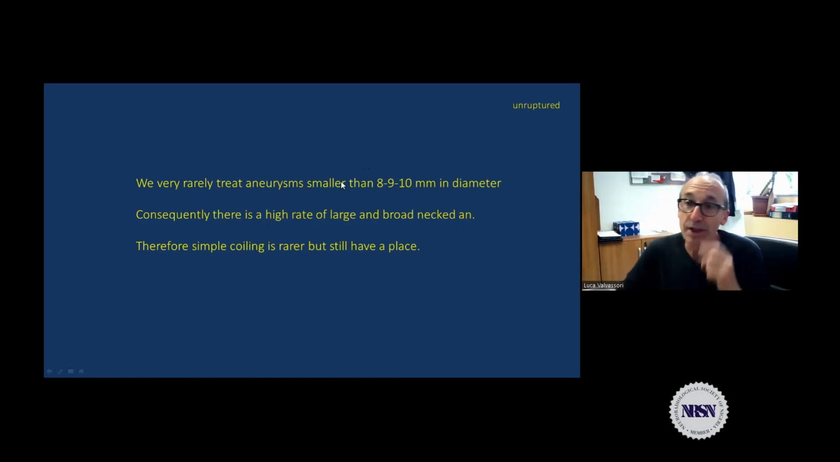What can we add? We very rarely treat unruptured aneurysms smaller than, let's say, 7 to 8 millimeters in diameter. So it means that our unruptured aneurysms are relatively large with a large neck. So simple coiling is very rare in this unruptured and relatively large aneurysm.